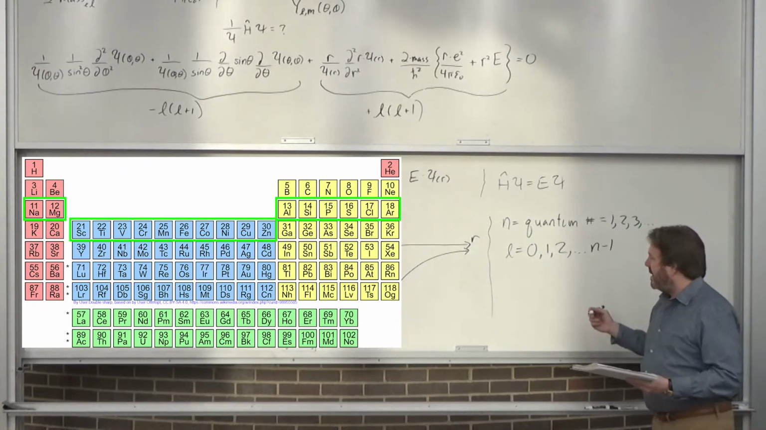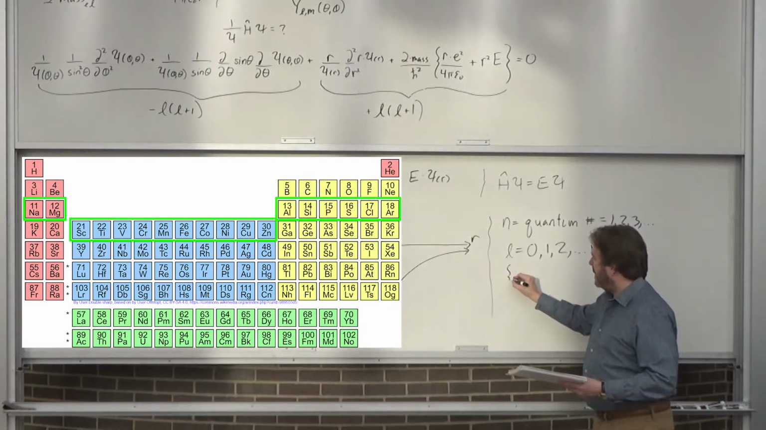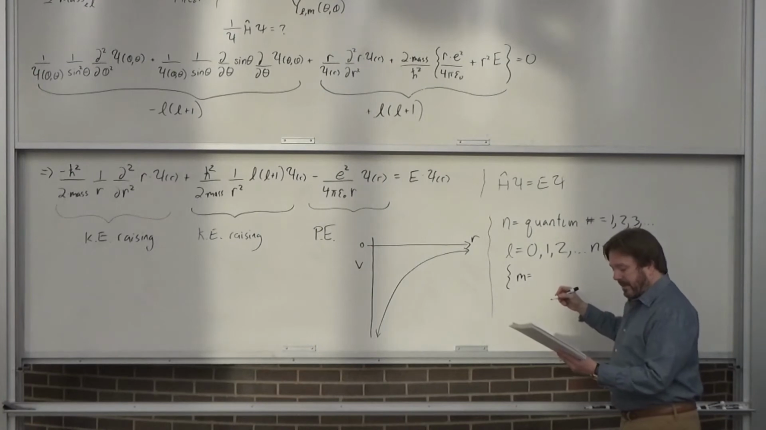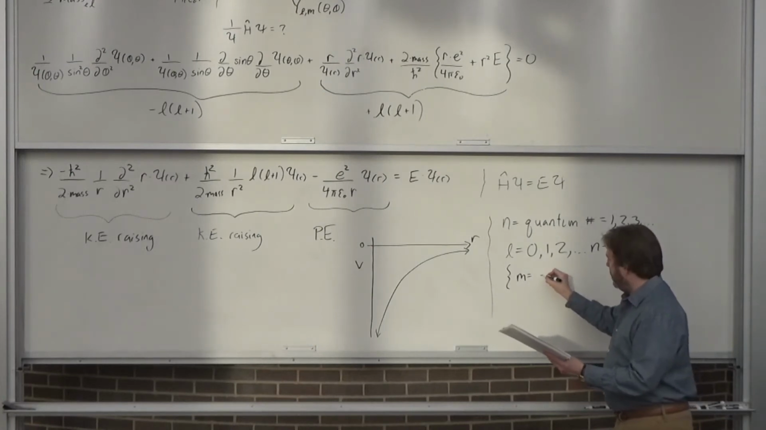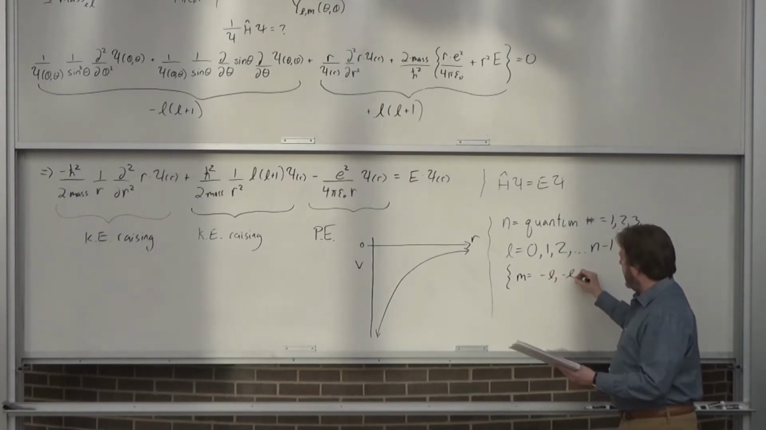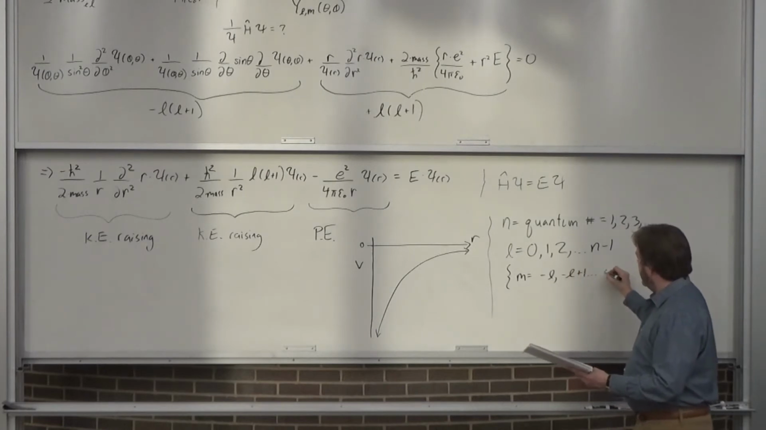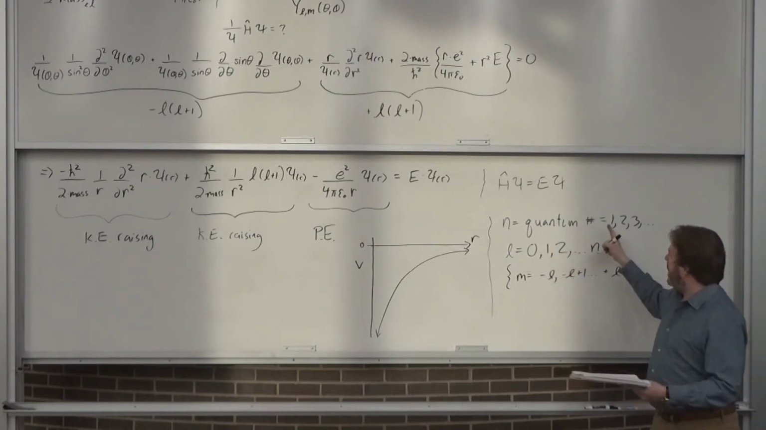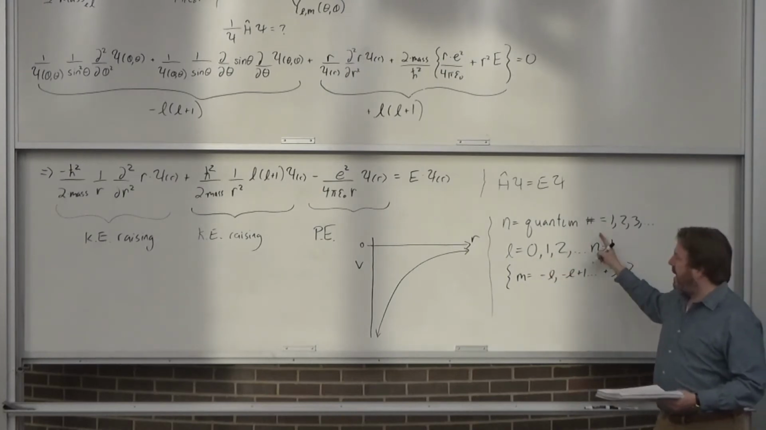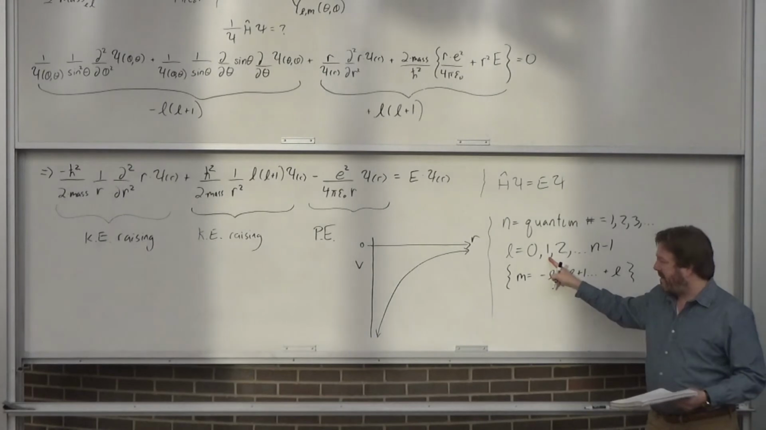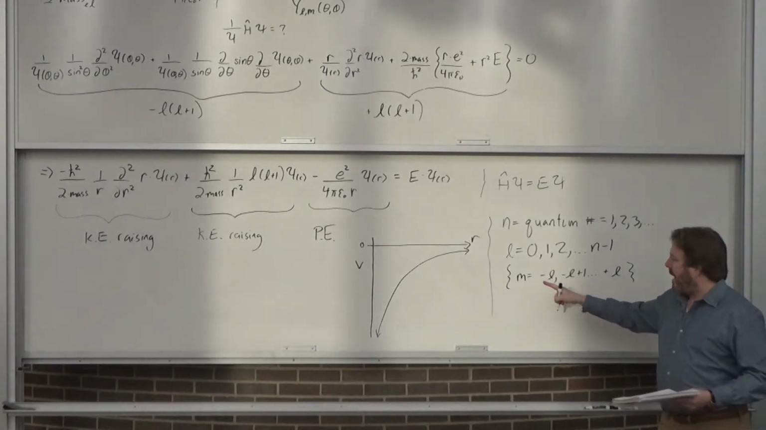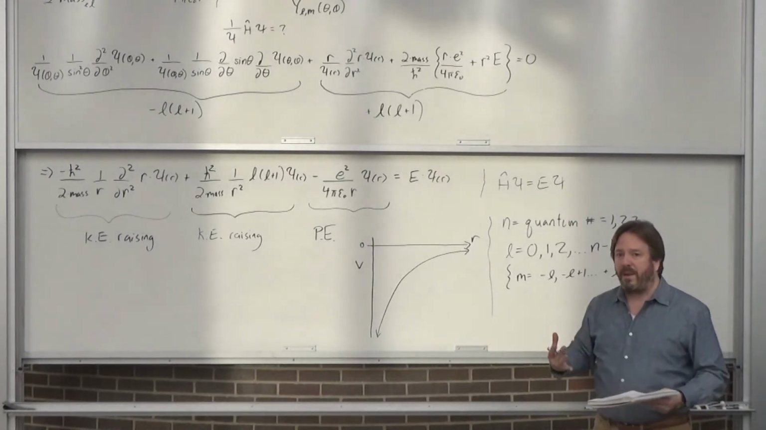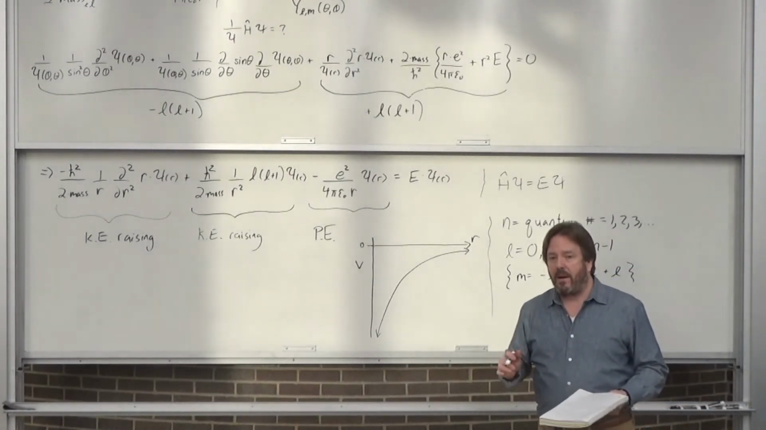And last bit, don't forget that m is still, just like I mentioned a minute ago, minus L plus 1, to plus L. And again, if I have an n of 2, an L of 1, that's a 2p state, then I have an m of minus 1, 0, and plus 1, and that's where I get px, py, and pz. Now don't let that blow your head off.